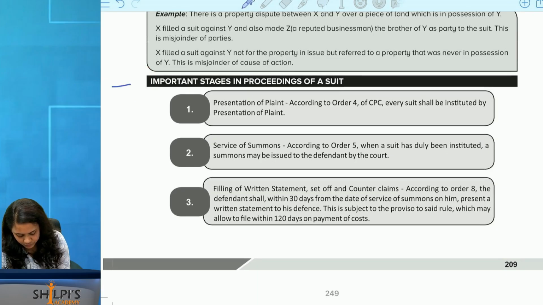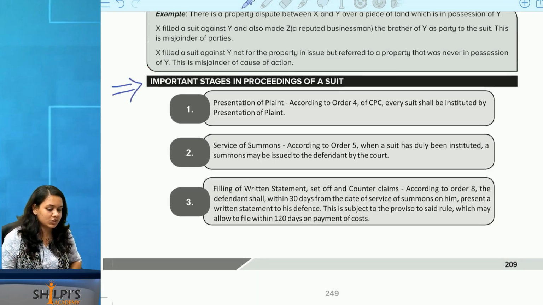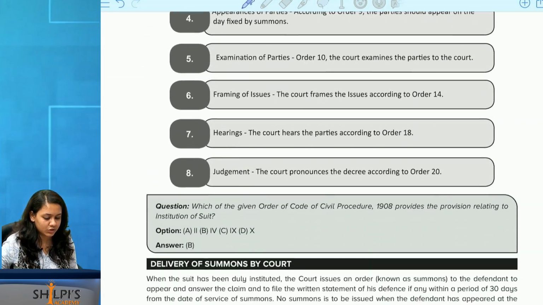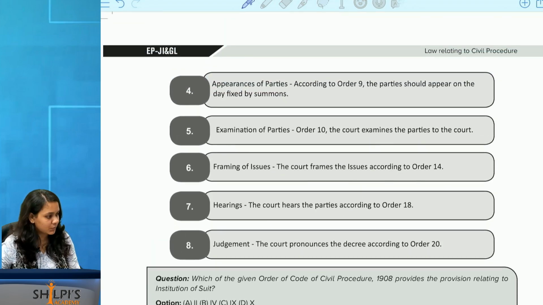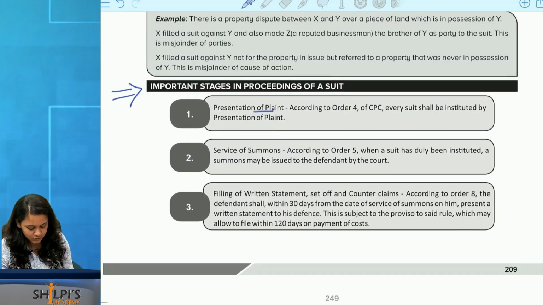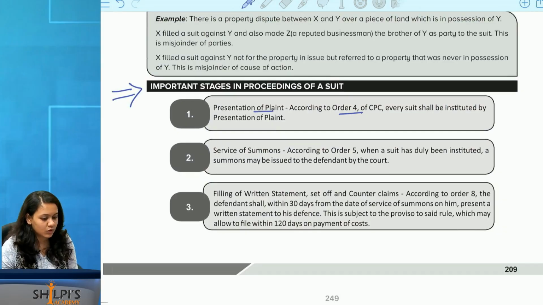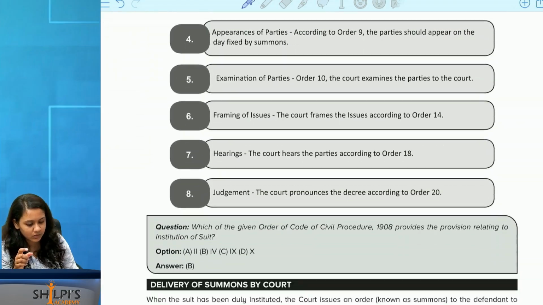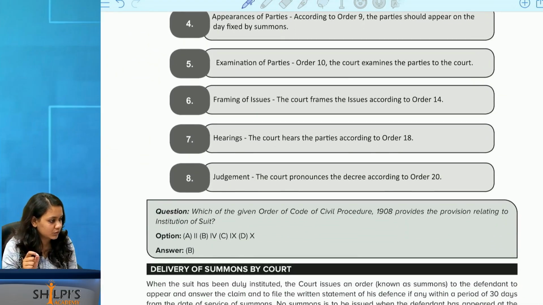Just do a reading of this topic, important stages in proceedings of a suit. It's a big table in your chapter, just this part. I want you to study this, if it's presentation of a plaint, what order, order 4, summons order 5. I want you to remember that thoroughly. And this is very similar to the flowchart that I have presented for you, all the way from plaint till giving of the judgment. Okay, so are we clear on what all needs to be studied?